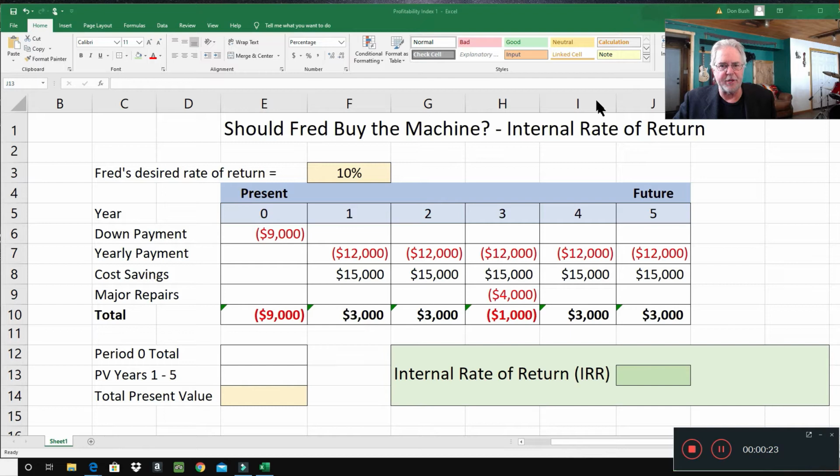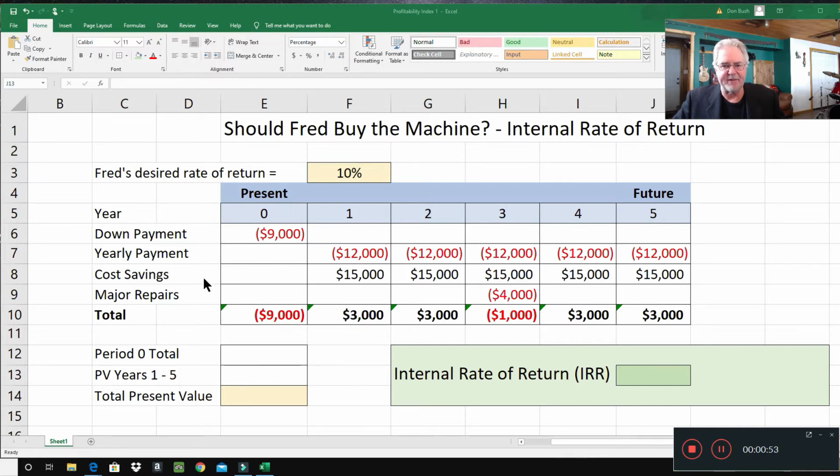So here we go. Fred wants to buy a machine and he's wondering if it's a good deal. Now here's the thing, Fred wants to get a return of a minimum of 10%. So here's what he knows about the machine. He has to make a down payment of $9,000 and that down payment is a cash outflow, so it's negative $9,000. Also, Fred has to make yearly payments of $12,000. They are negative because those are cash outflows.